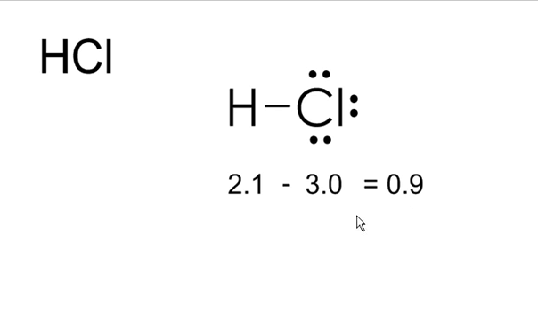Some of you are looking at my math and saying, isn't that a negative 0.9? But really what we just want is the difference between them. So think of it as an absolute value, a difference of 0.9. Now, that certainly falls in the range of what we considered covalent, right? Anything with an electronegativity difference less than 2.0 was covalent.